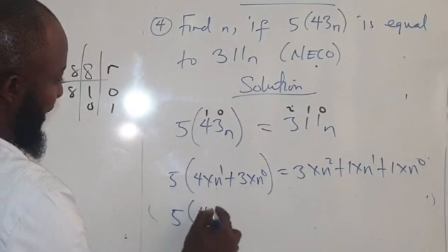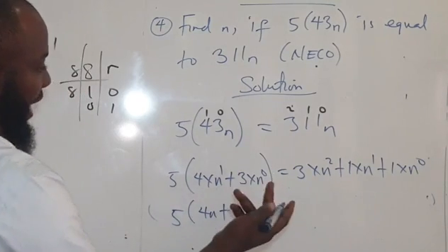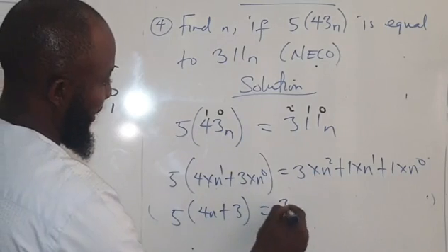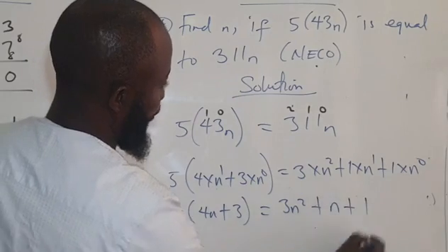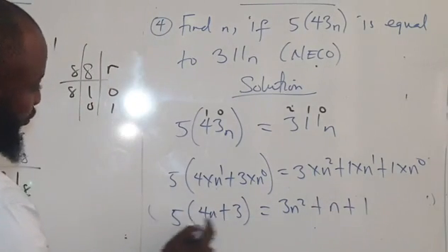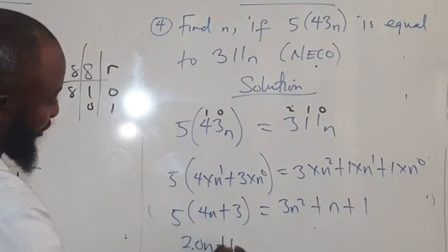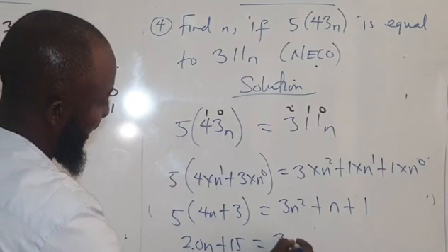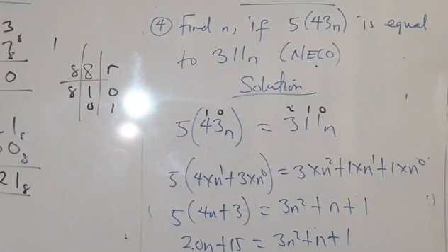This will be 4n plus 3 equals, this will be what? 3n squared plus n plus 1. So this will give us, we can now open the bracket here. This is 20n plus 15 equals to 3n squared plus n plus 1. Hope I'm making sense. I don't think I'm too fast here.